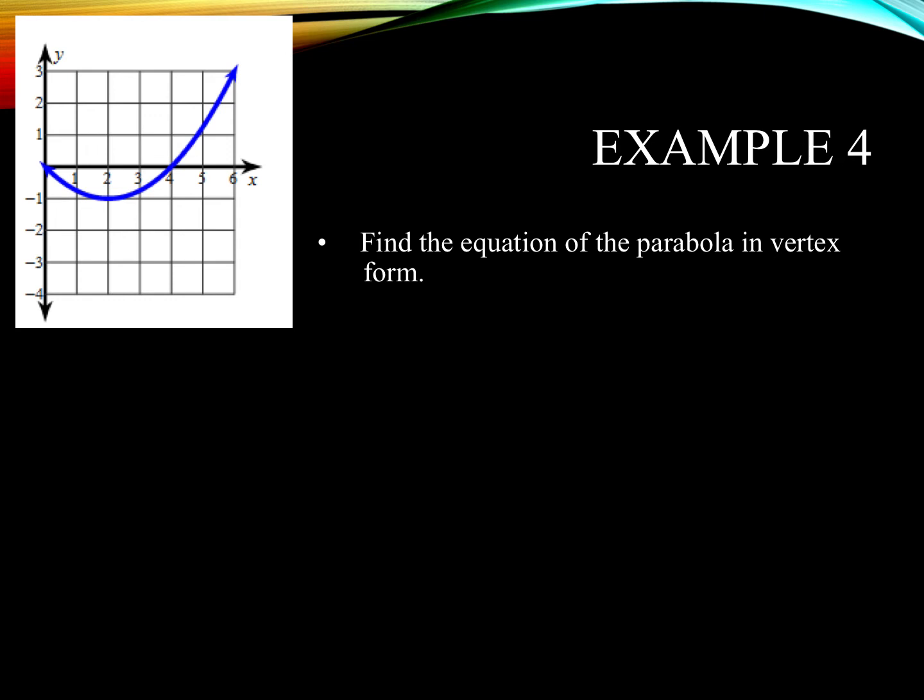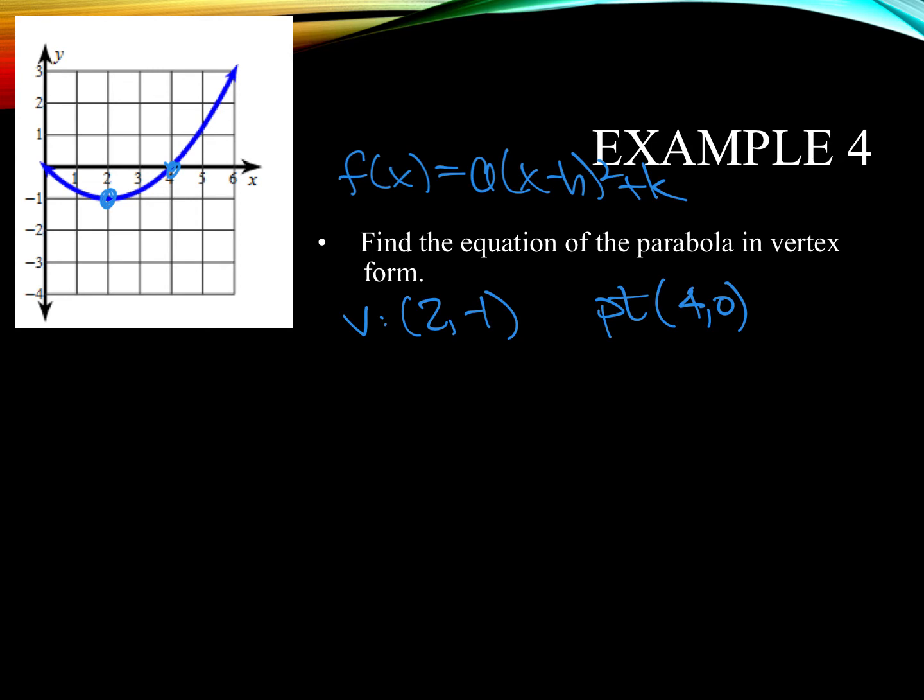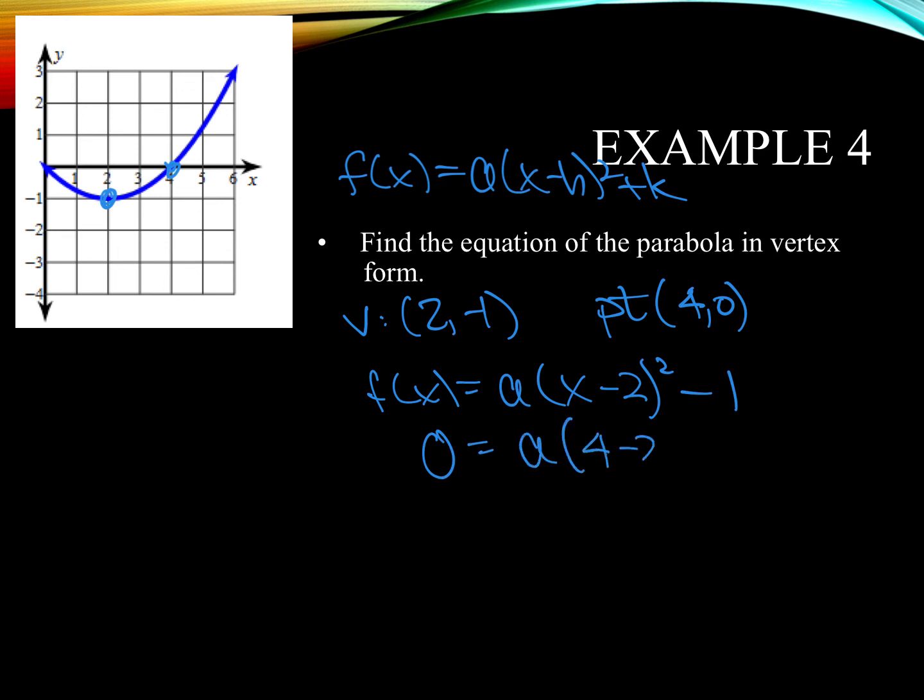Now, take a quick second and try to do this one on your own. Go ahead and hit pause, and I will work this one out, and you can double check your answers. So real quick, I found that my vertex was at 2, negative 1, and I just picked the point for 0. So I have f of x equals a times the quantity of x minus 2 squared plus that negative 1, which is really going to make that minus 1. I'm going to plug in my point, which is 0 for y, and 4 is going to be x. I'm going to subtract 2, square it, subtract 1.